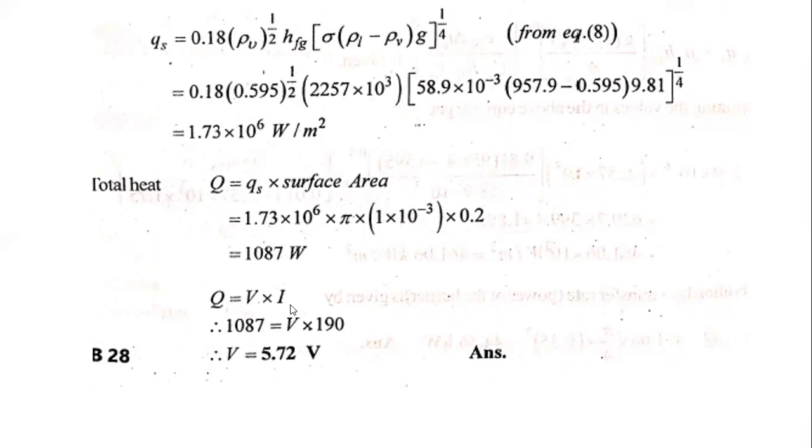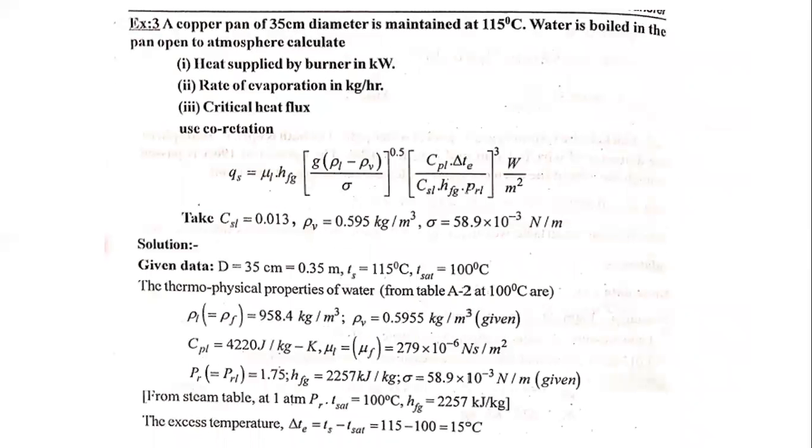This type of formula is used in the experiment. So we get the voltage V is equal to Q upon I, which is 5.7472.